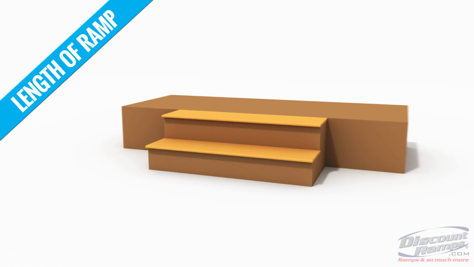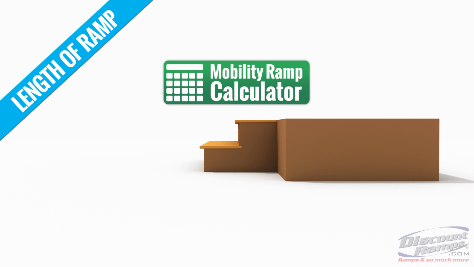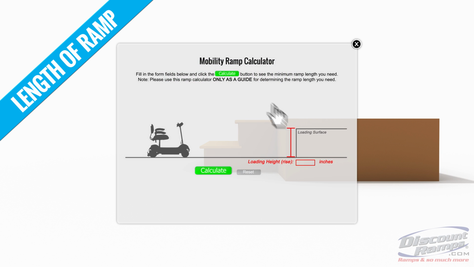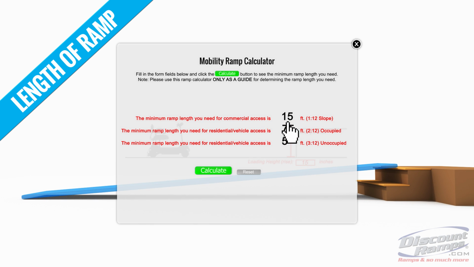Start with finding the height of the rise. The rise is the vertical distance you are traveling. You can then input this number in inches into the mobility ramp calculator found at discountramps.com. This will give you three different numbers. The first number is the length of ramp you will need for commercial access, such as ramps for public buildings. This will be a very gradual slope and the easiest to use.